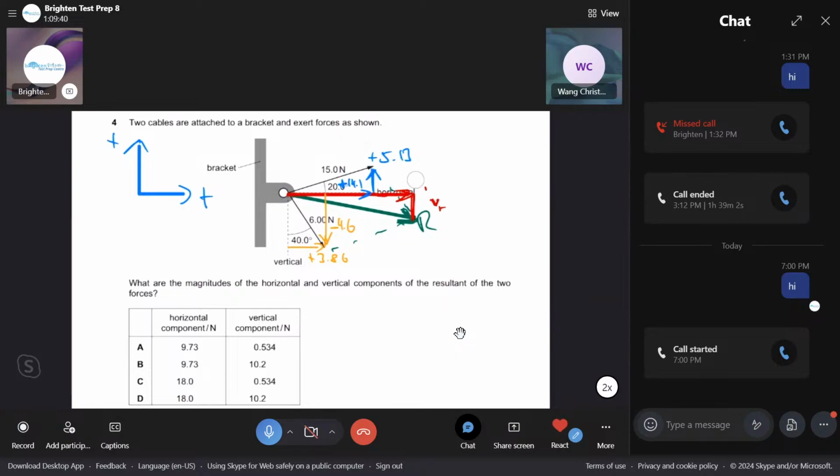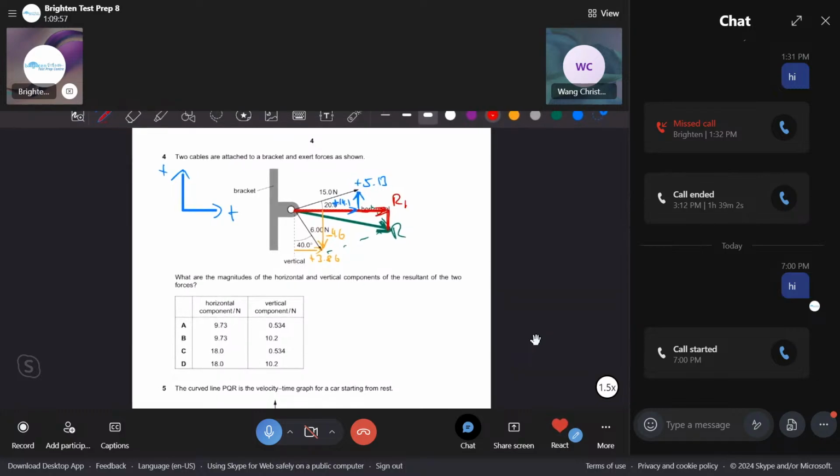When I add the vertical, I think it's because of the significant figures. We only get 9.5. Okay, well, let me just write that down. So we say R horizontal. So if I talk about R horizontal, right?